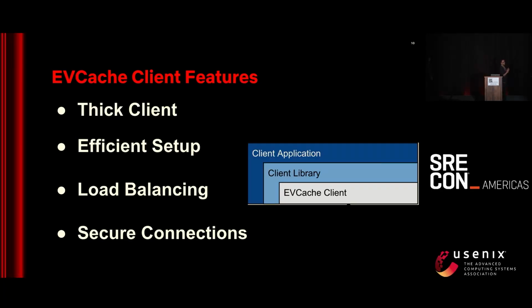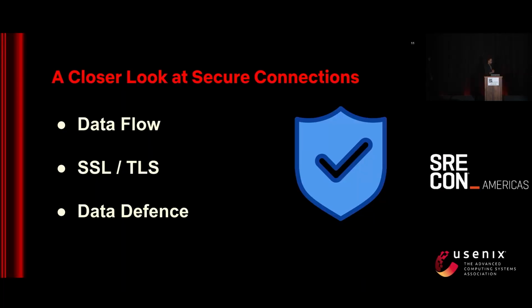Secure connection. Let's give the secure connection a special treatment. Before even going into secure connections, let's start with the data flow. The EV Cache client helps us have seamless data movement as well as secure data movement from the client to the server. What does it mean? It maintains data integrity and also prevents unauthorized access. We do it through SSL and TLS. We make sure that the data is encrypted during transmission so that it cannot be intercepted or eavesdropped on, so that the data is protected.